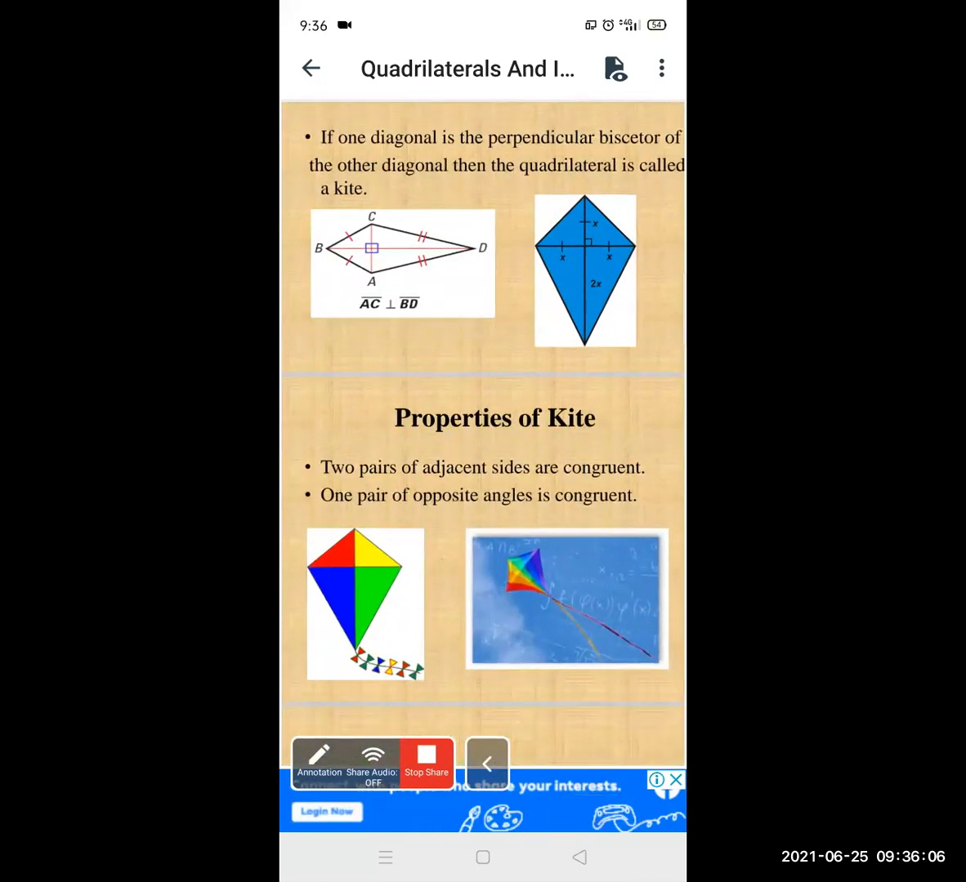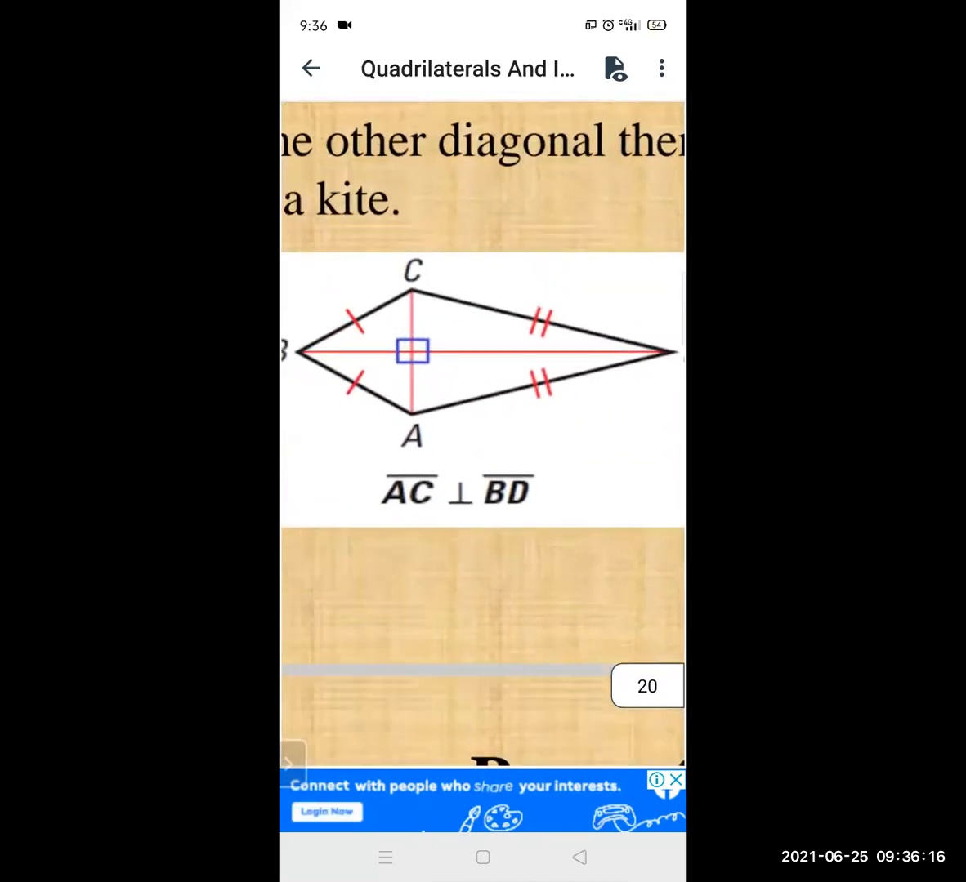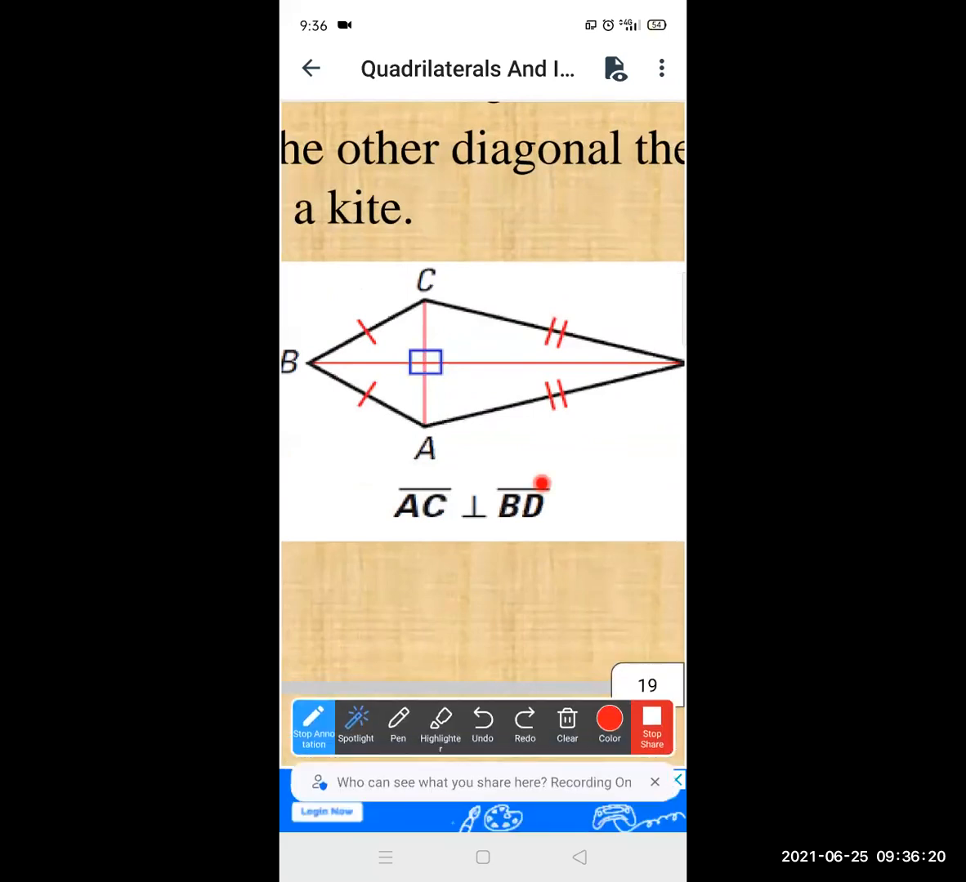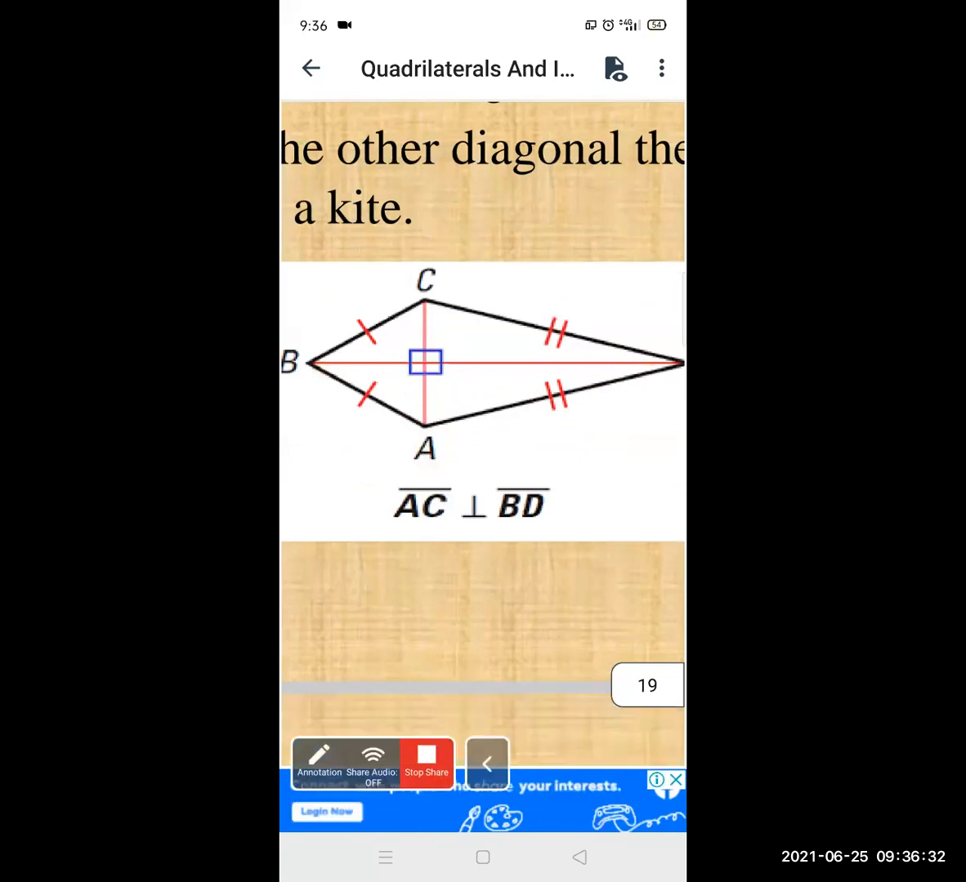And what is the second property? One pair of opposite angles is congruent. One pair of opposite angles is congruent. Any one pair. This angle B and angle D, and angle A and angle C, from those any one pair is congruent. Either B and D will be congruent, or A and C will be congruent.